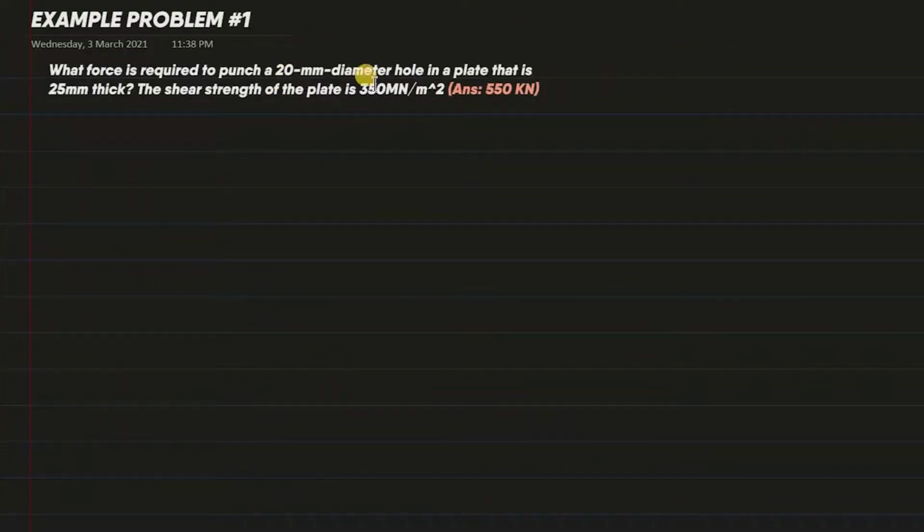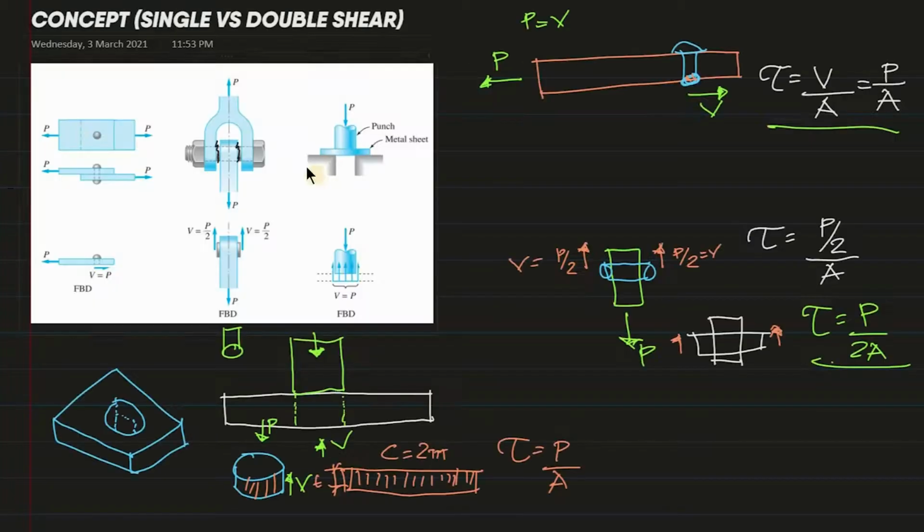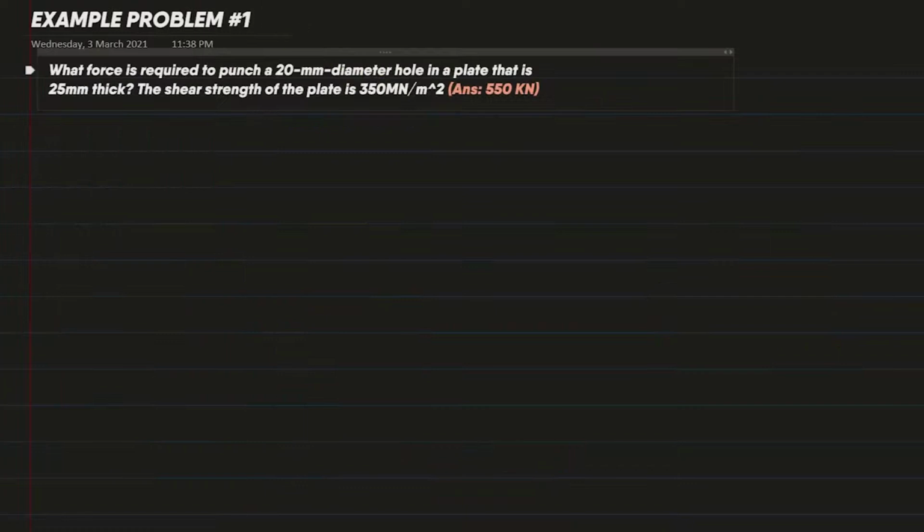Dito sa ating first problem, mga bis, sabi dito, what is the force required to punch? Okay, so, similar siya dito, similar. Required to punch a 20mm diameter hole in a plate that is 20mm thick. The shear strength of the plate is 350 meganewtons per millimeter squared. So, we have our answer here to verify kung tama ba yung mga sagot natin.